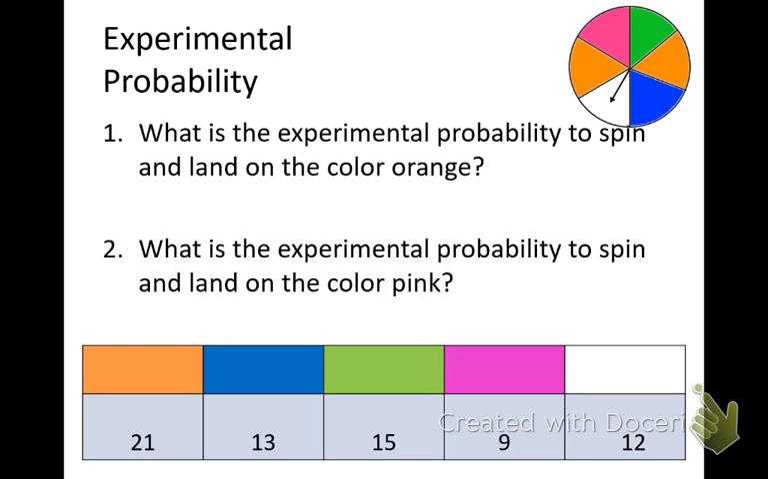What did the fraction look like? It looked a little different than theoretical. What went on top? It wasn't favorable. What do we call it when something happens that we want it to happen? A success over the number of trials. So success over the total trials.